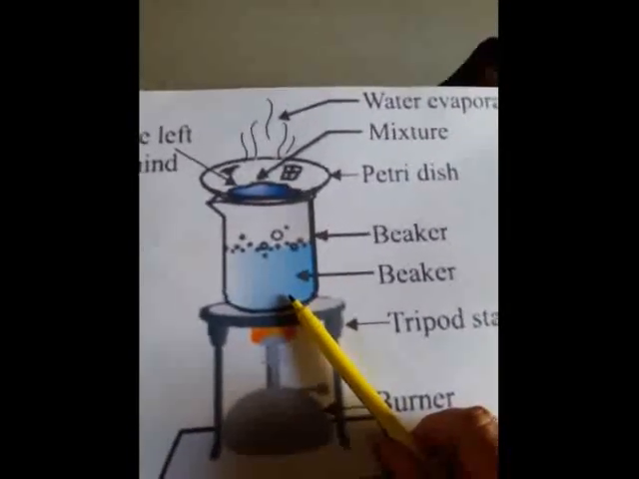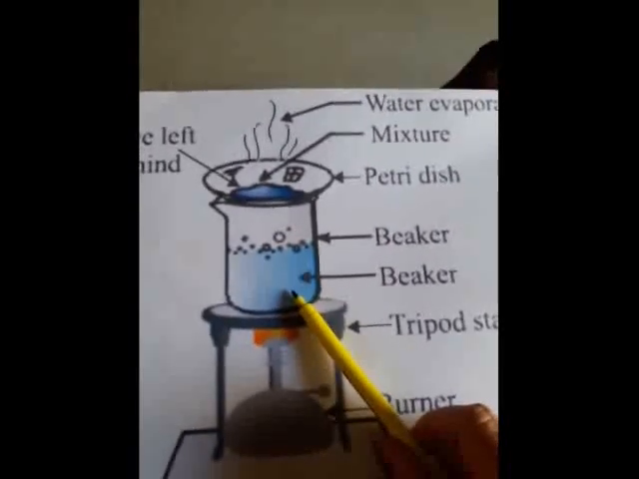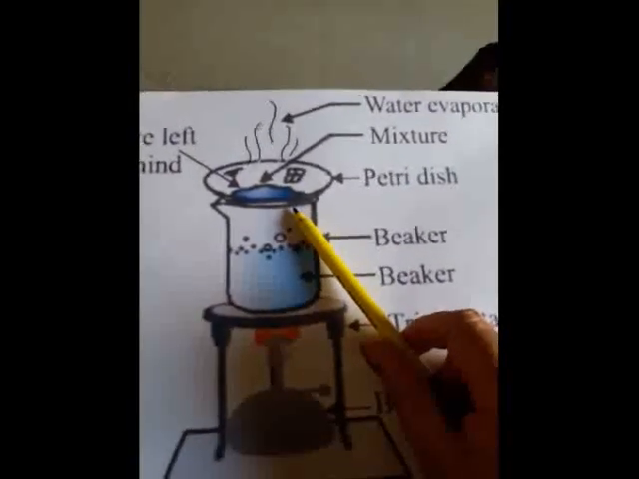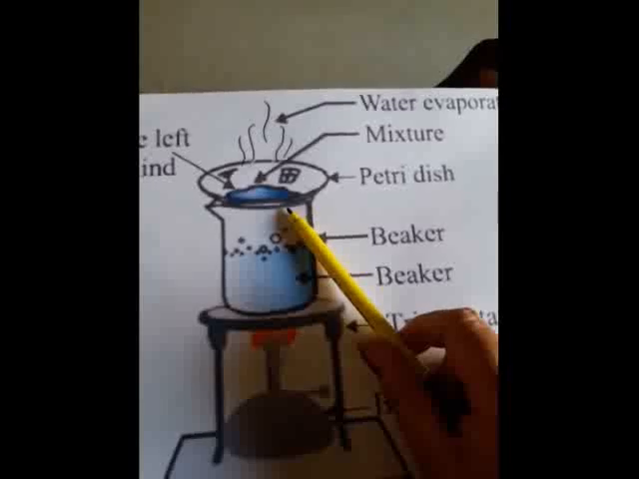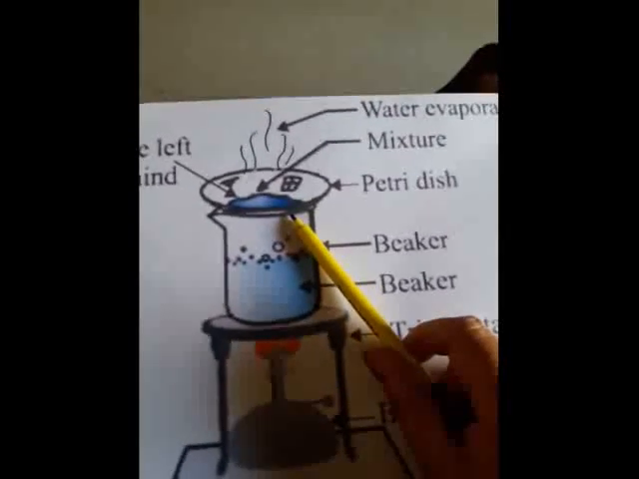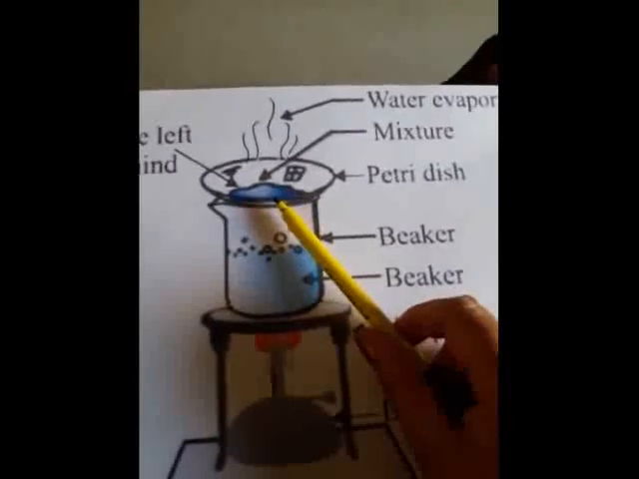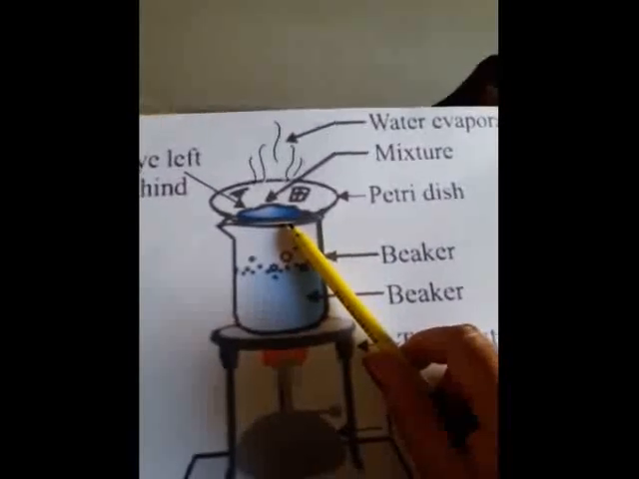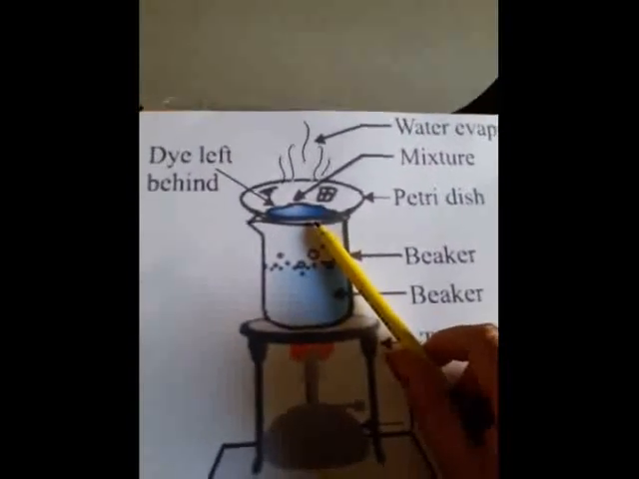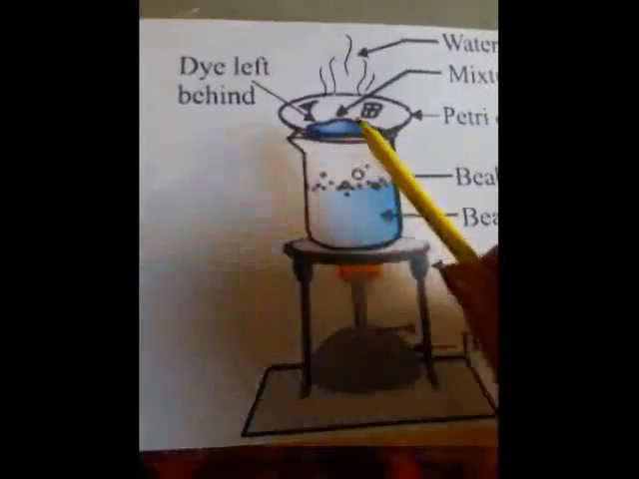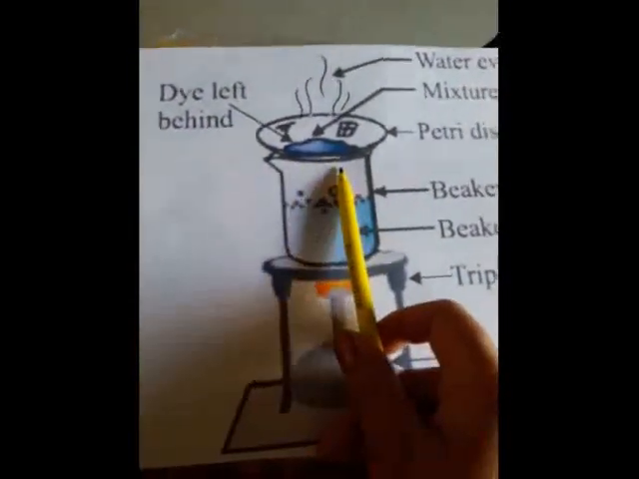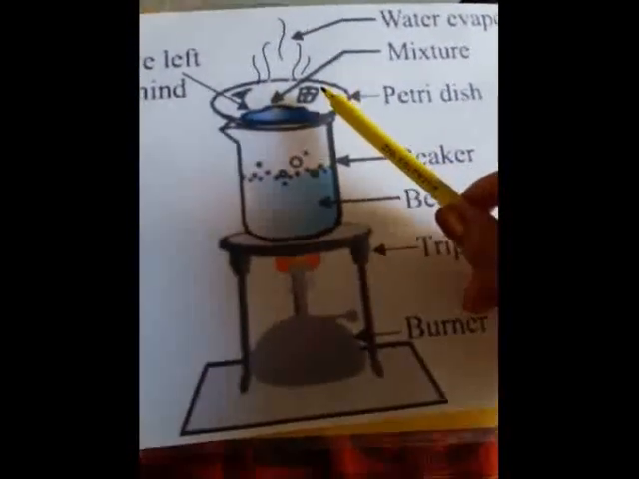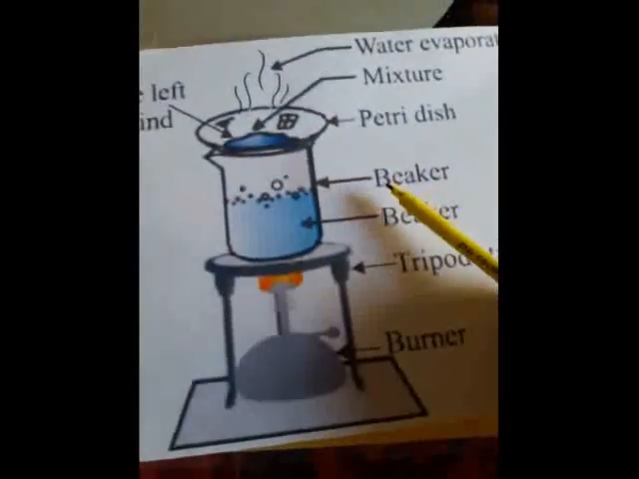Water will evaporate because the beaker is half filled with water. The evaporated water has heat. It will heat the petri dish, and from the petri dish the volatile substance, that is water in the ink, will evaporate. And what is left? The non-volatile substance, that is the dye, is left behind. The dye is left behind in the petri dish, and the whole water is evaporated. Water, which is the volatile substance, is evaporated.